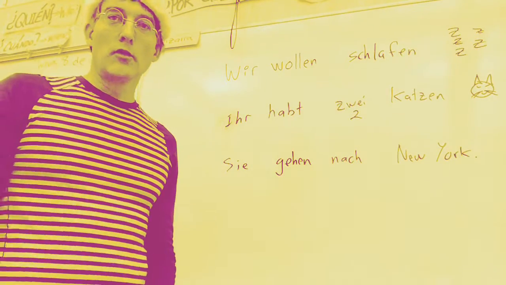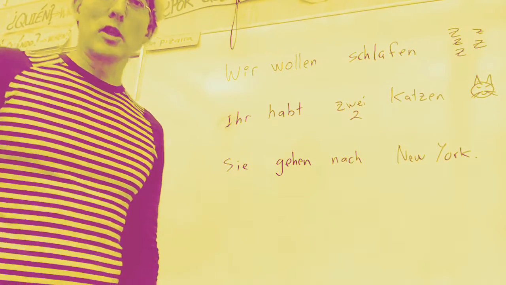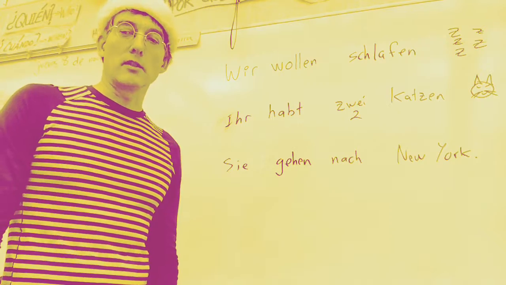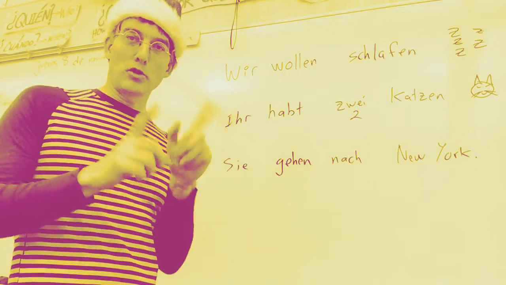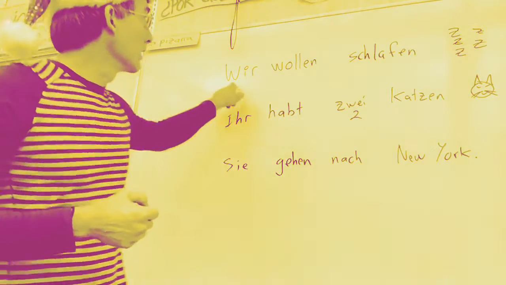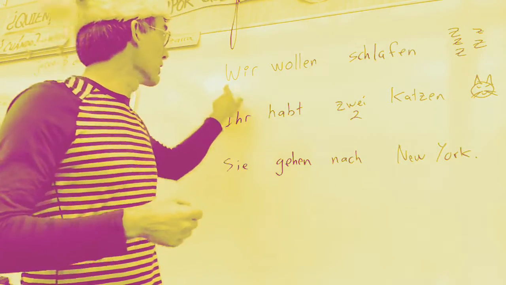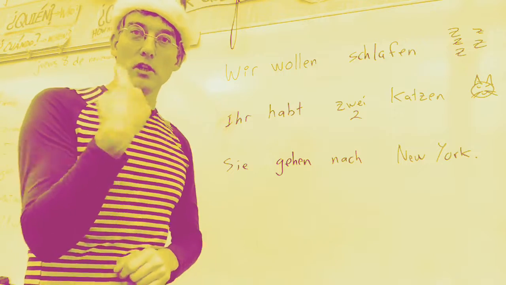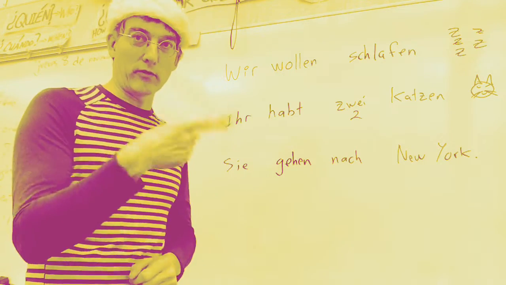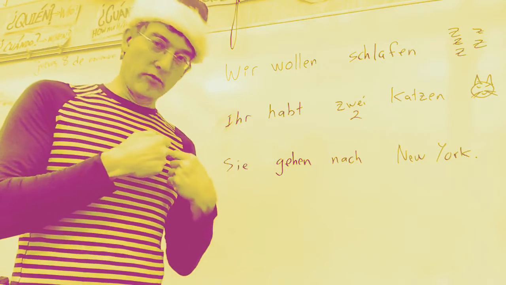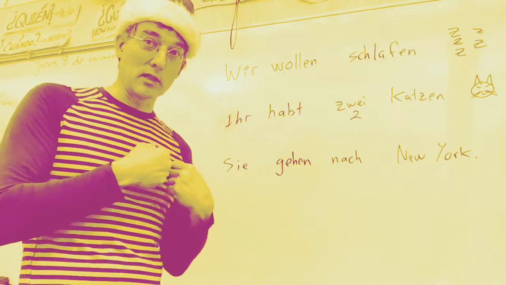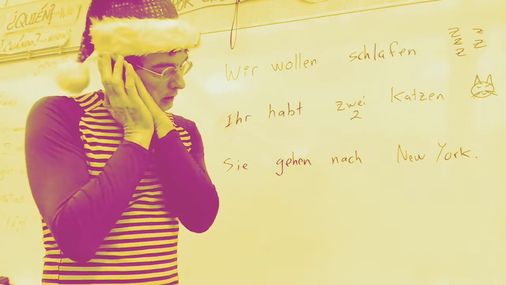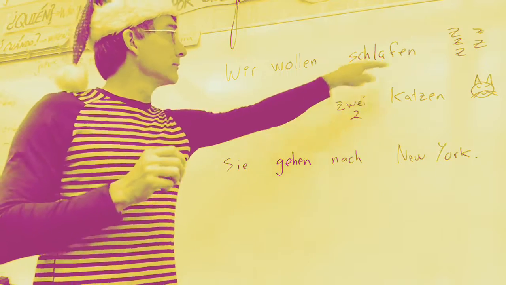All right, now, for plural forms of verbs, we're going to do the same thing that we did with the individual forms, but we're just going to use two fingers or two hands. So, wir wollen schlafen. It's like we want to sleep. Wir is a circle, everybody, right? Wir wollen, point to our heart, we want, schlafen, right? Schlafen, right?